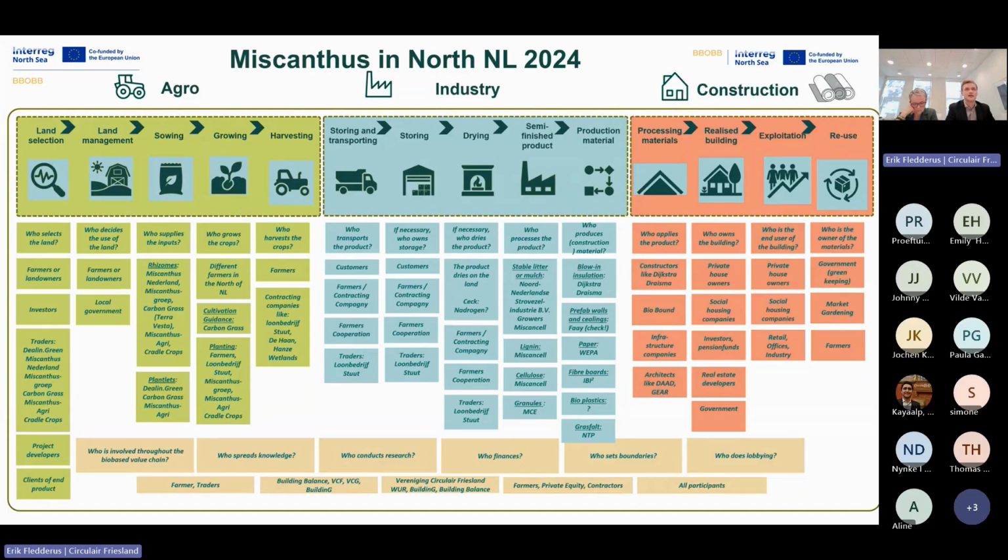We have Phi. They make prefab walls and ceilings from all types of crops, such as Miscanthus as well. Paper, you see it on the board, Wepa, fiber boards, bioplastics. We have a question mark there because there are many types of companies that are very interested in this. And we know that this is something that is very interesting for the business chain development, but we don't really know who can make it from it.